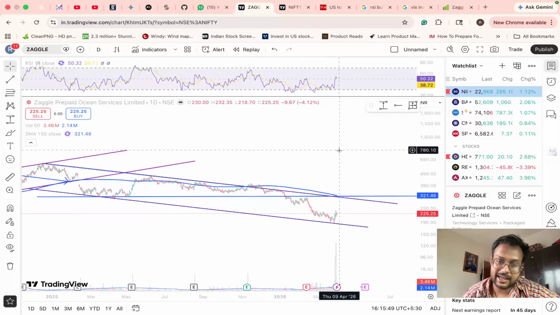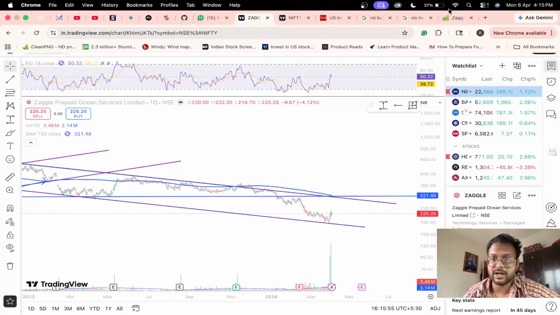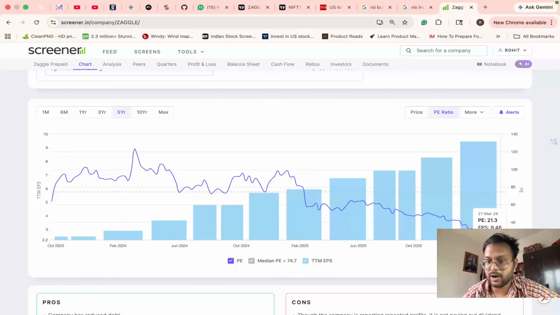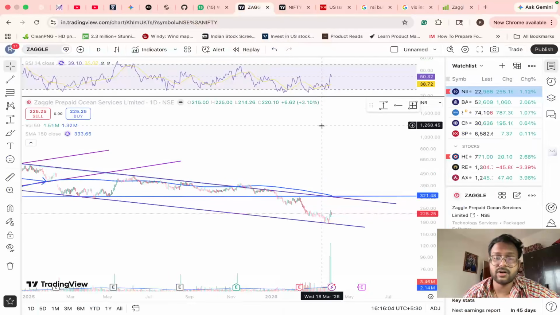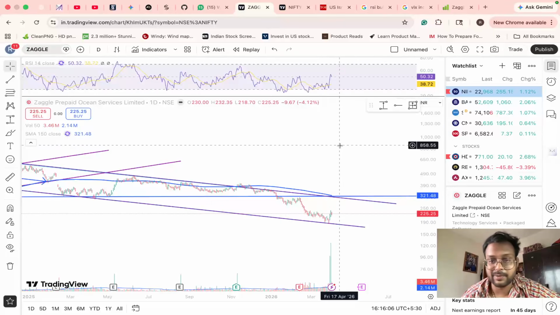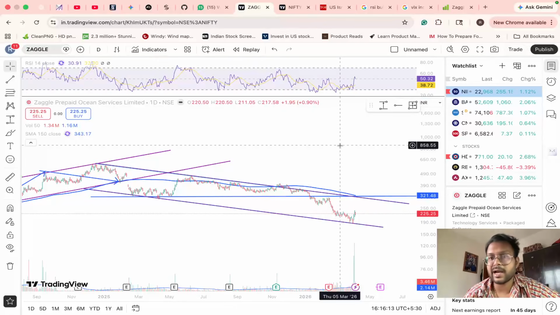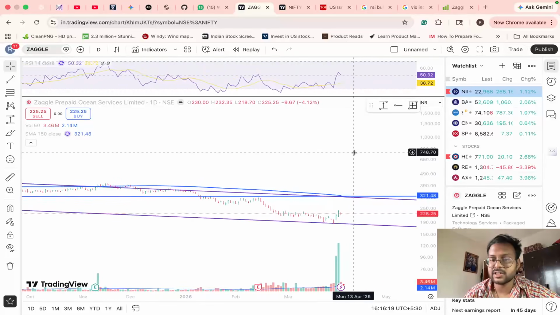And recently, I was noticing, if you look at Zaggle's PE on 30th March, at that point of time, the PE of Zaggle had abysmally gone down to 20. And this is for a company that used to grow its revenue at a rate of 45-50%, profits at even higher rates, 60-70% for good periods of time. So essentially you're looking at a PEG ratio of 0.2, 0.3 for Zaggle. And that has brought in some amount of institutional value buying.